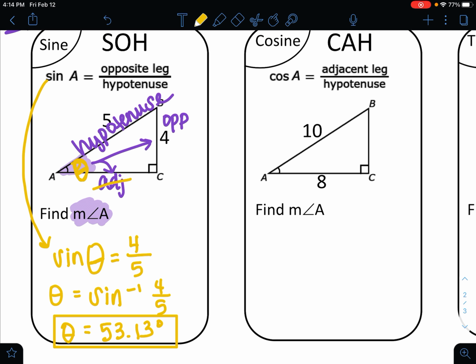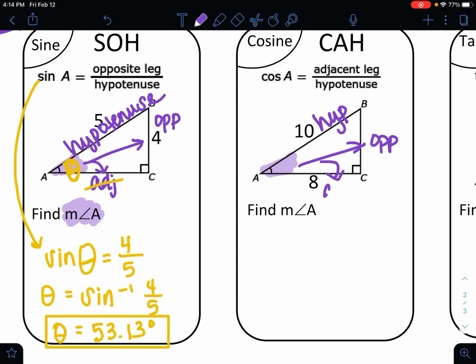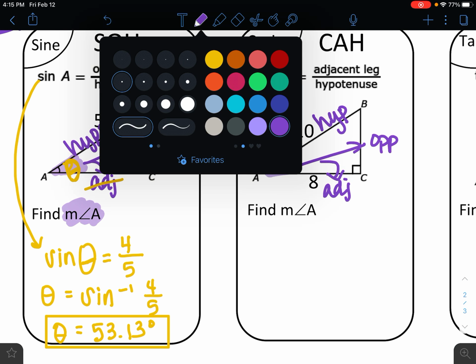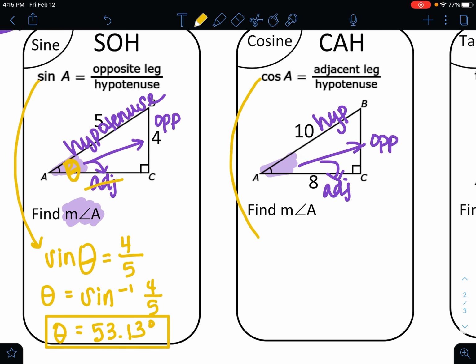All right, for the next one, same old, same old. This is the angle in question. Oops. And we already know the hypotenuse is across from the right angle, so this is the hypotenuse. This is going to be our opposite side, and this is going to be our adjacent side. And now we're going to set this thing up. Don't forget the missing angle, right?